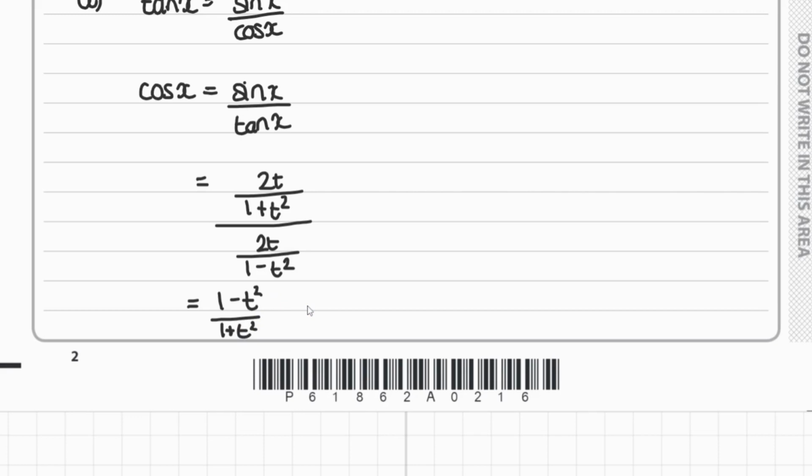For the next part of this question, for part C, we are asked to use t formulae to solve for 0 to 360 for theta, 7 sine theta plus 9 cos theta plus 3 is equal to 0. Give your answers to 1 decimal place. In order to do this, we're going to turn these into terms of t, and then we can solve and go from there.